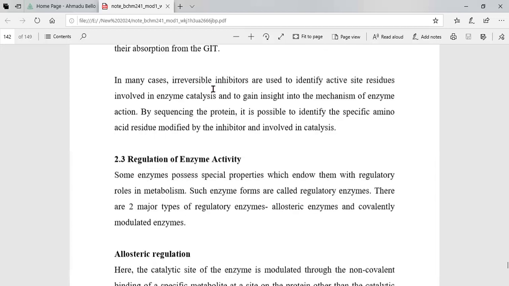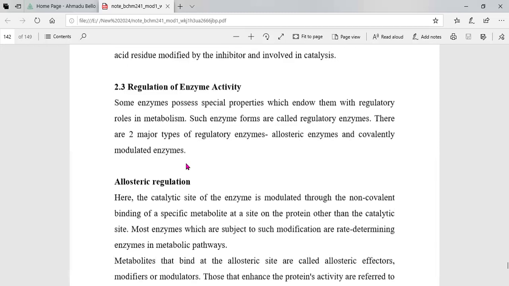So, regulation of enzyme activities. How is enzyme activity controlled? How do we control activities of enzymes? Some enzymes possess special properties which endow them with regulatory roles in metabolism. Such enzymes are called regulatory enzymes. There are two types of regulatory enzymes: allosteric enzymes and covalently modulated enzymes.